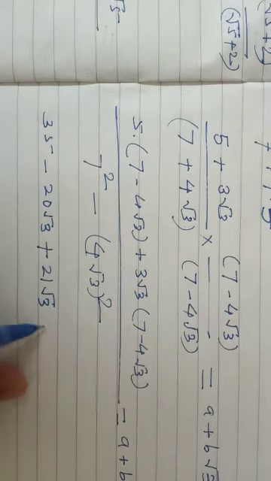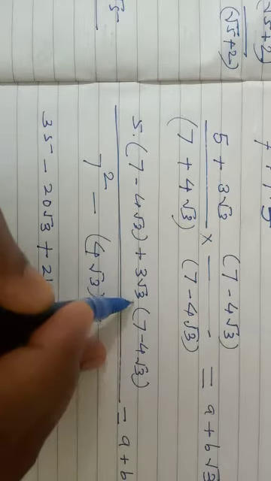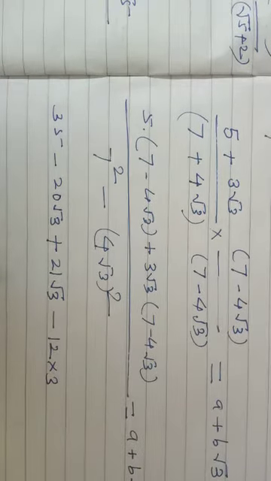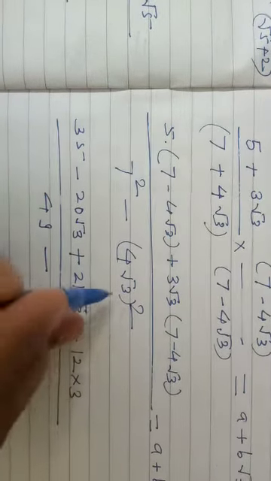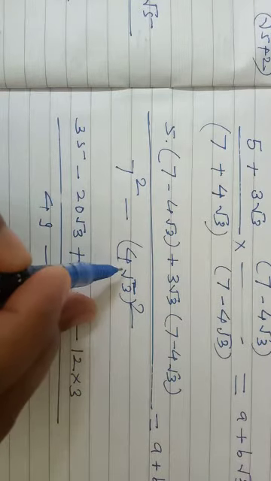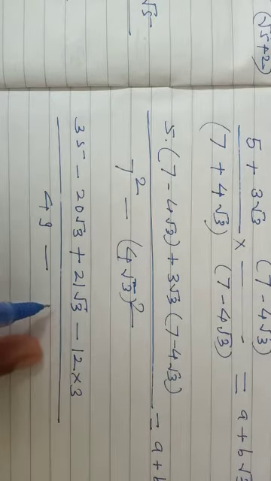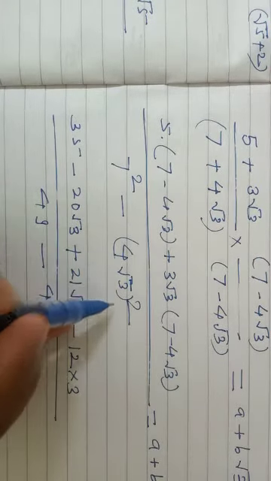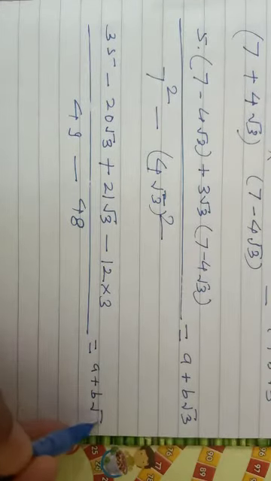Minus 4 times 3 is 12, root 3 into root 3, that will be 3. Upon 7 times 7 is 49, minus root 3 square and 4 square also. So square of 4 is 16, and square of root 3 is 3. So 16 into 3 is 48. Write the second part of the equation, it is equal to a plus b root 3.